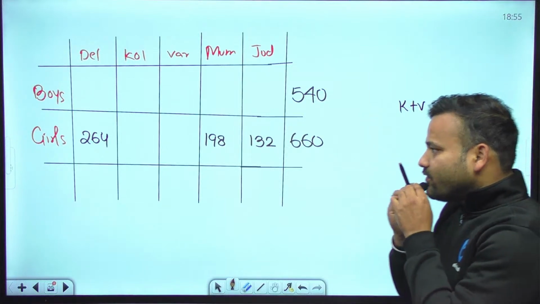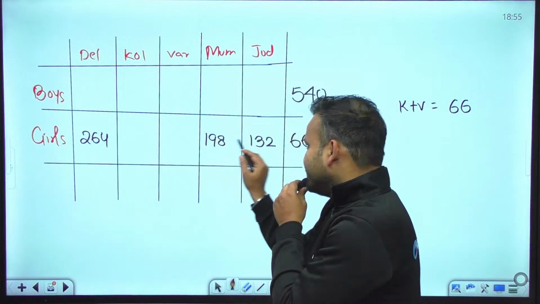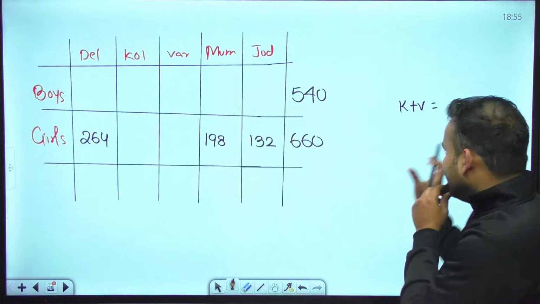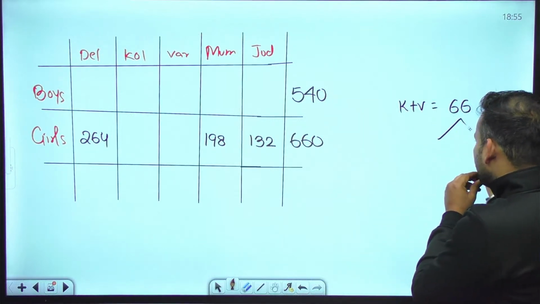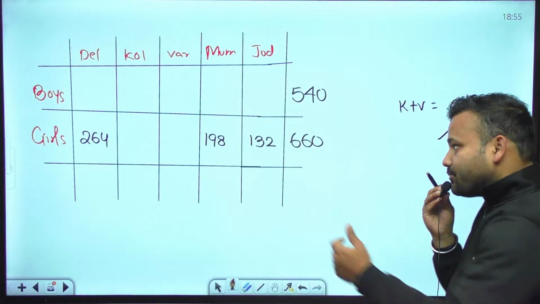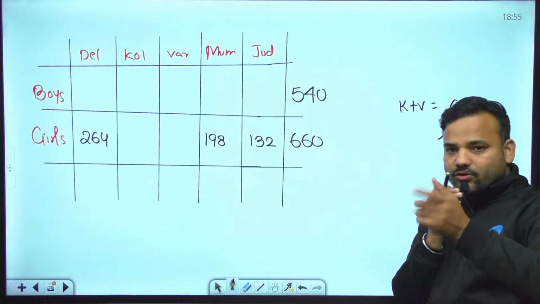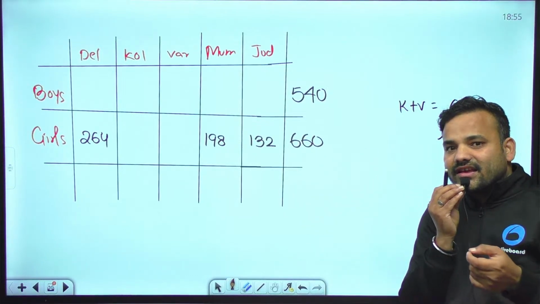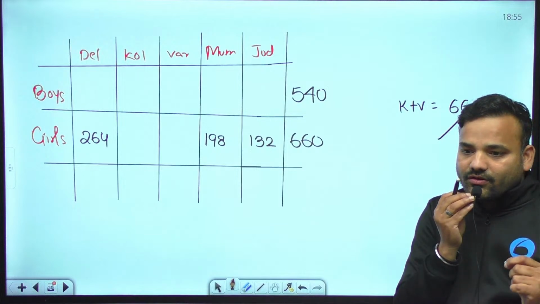2 is again carry forward. 2 plus 2 is 4. 4, 5 and 6. We have 6. So that is this much. So 66. That means Kolkata and Varanasi we have a total of 66. This approach is very easy. You need to practice this. If you are practicing this, ample of time will be saved in your examination hall.